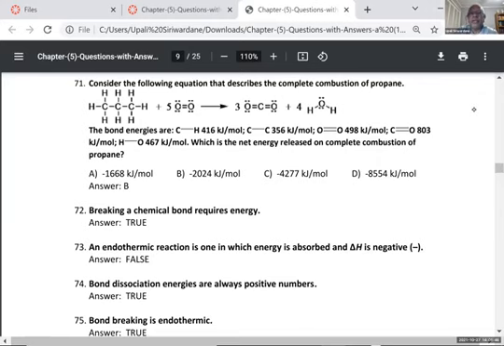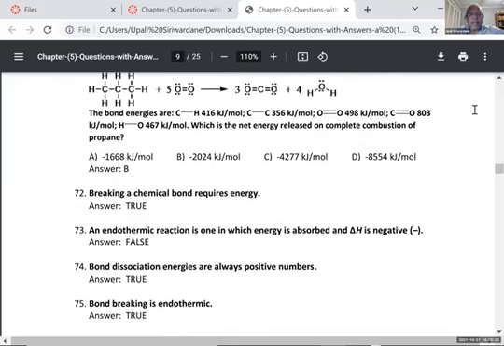Then you look into the reactants, 3 times carbon. There are 2 carbon-oxygen bonds. Carbon-oxygen bond is 803, times 3, 6. 2 times 3 is 6. Then 4 times 2 is 8 OH bonds. Then you do the calculation and you get the answer. Answer B. Make sure you get the answers by doing it carefully.